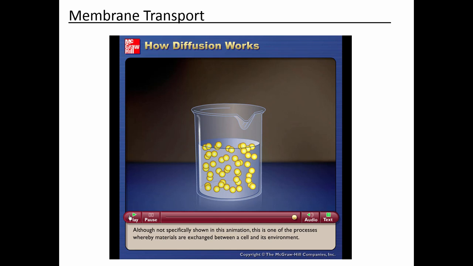And so they said there's three things, there's more than three, but three things they mentioned that affect diffusion rate. The first one was temperature.